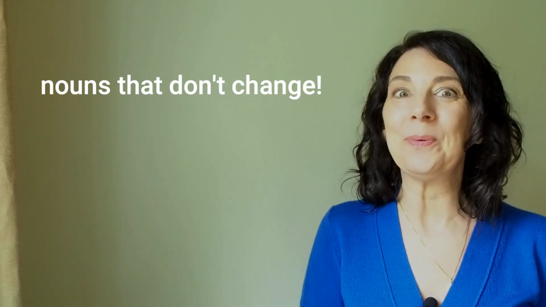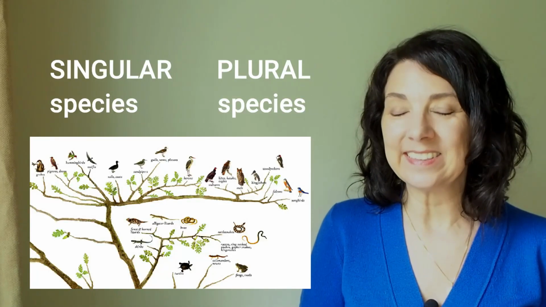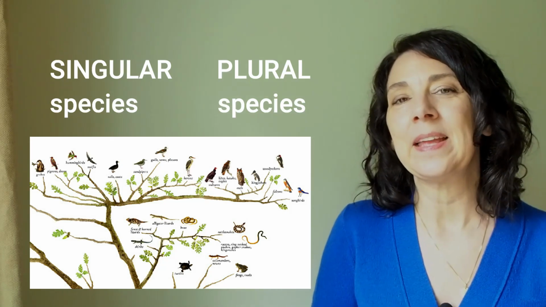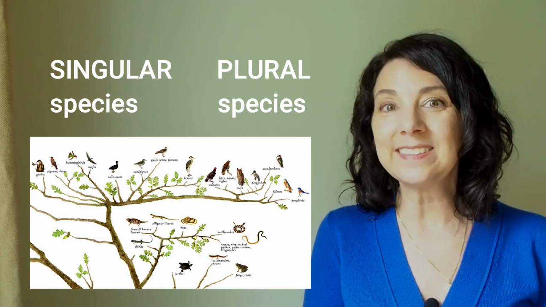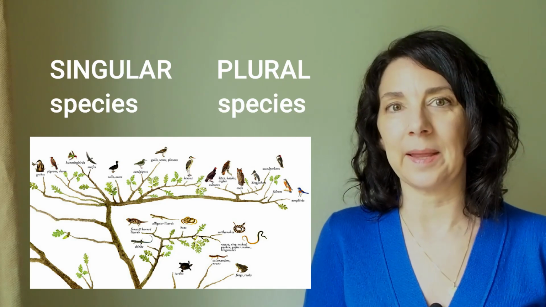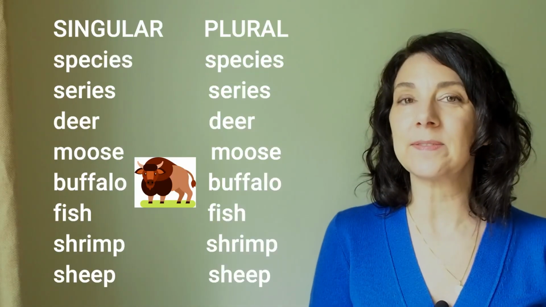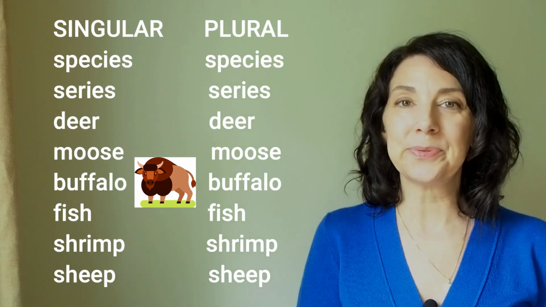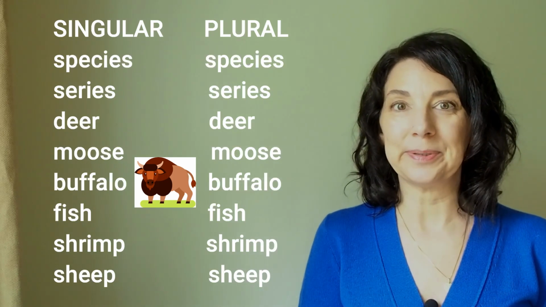The first couple ones are pretty tricky. Species, species. So for this one, the singular form ends in an S, and it looks like a plural. We can say one species of animal, two species of animals. So again, the singular and plural are exactly the same. Series, series. And we have several animal nouns that follow this pattern. Deer, moose, buffalo, fish, shrimp, sheep.